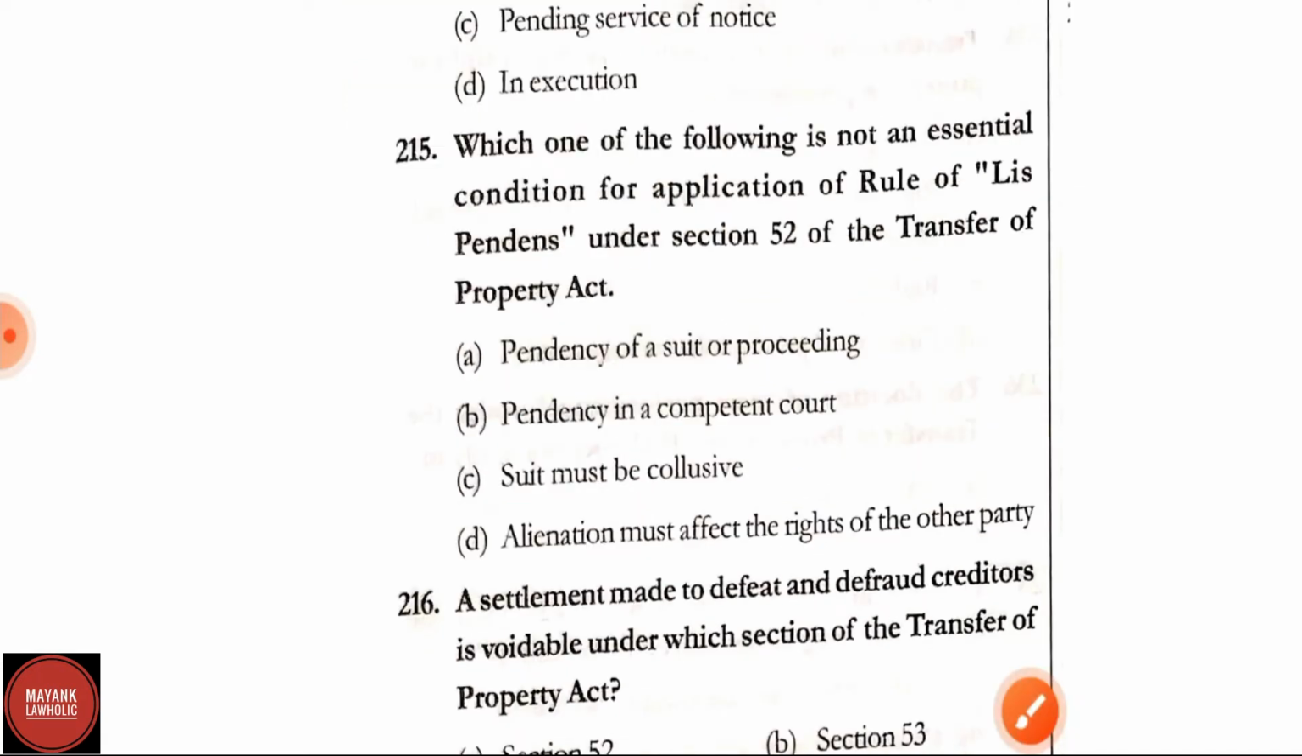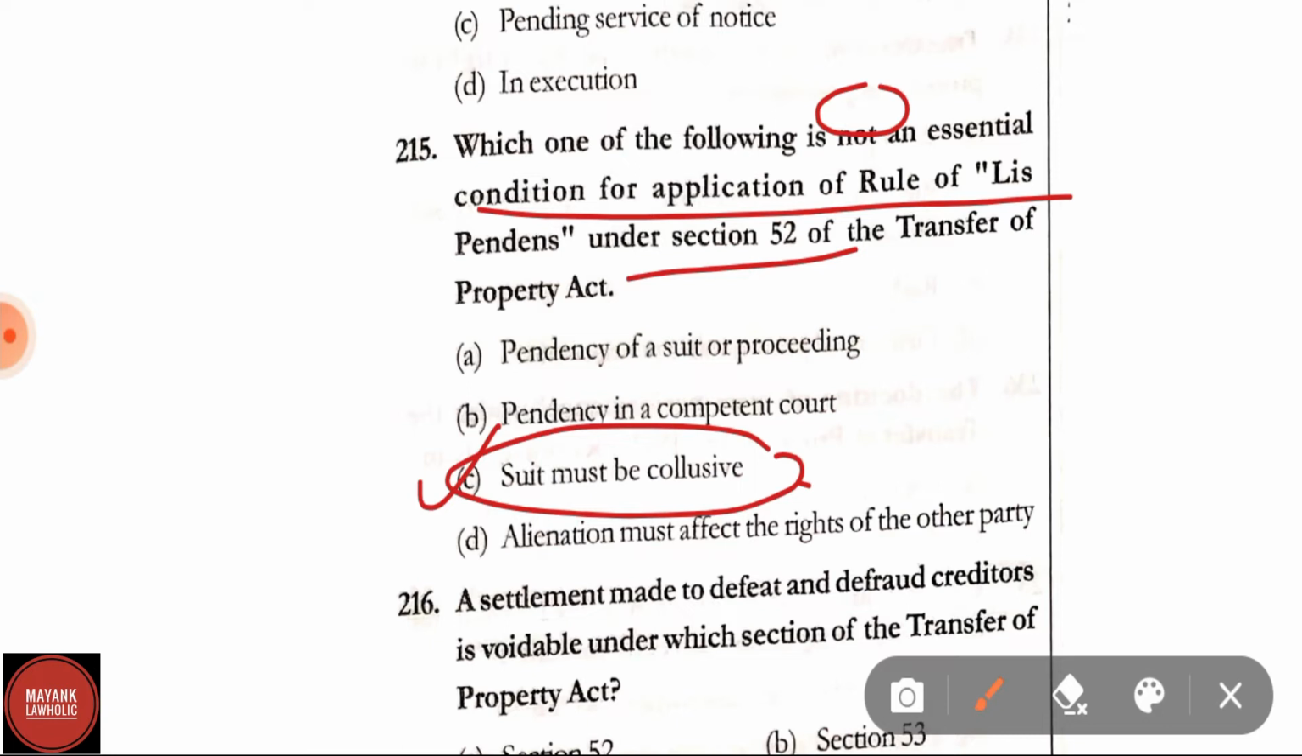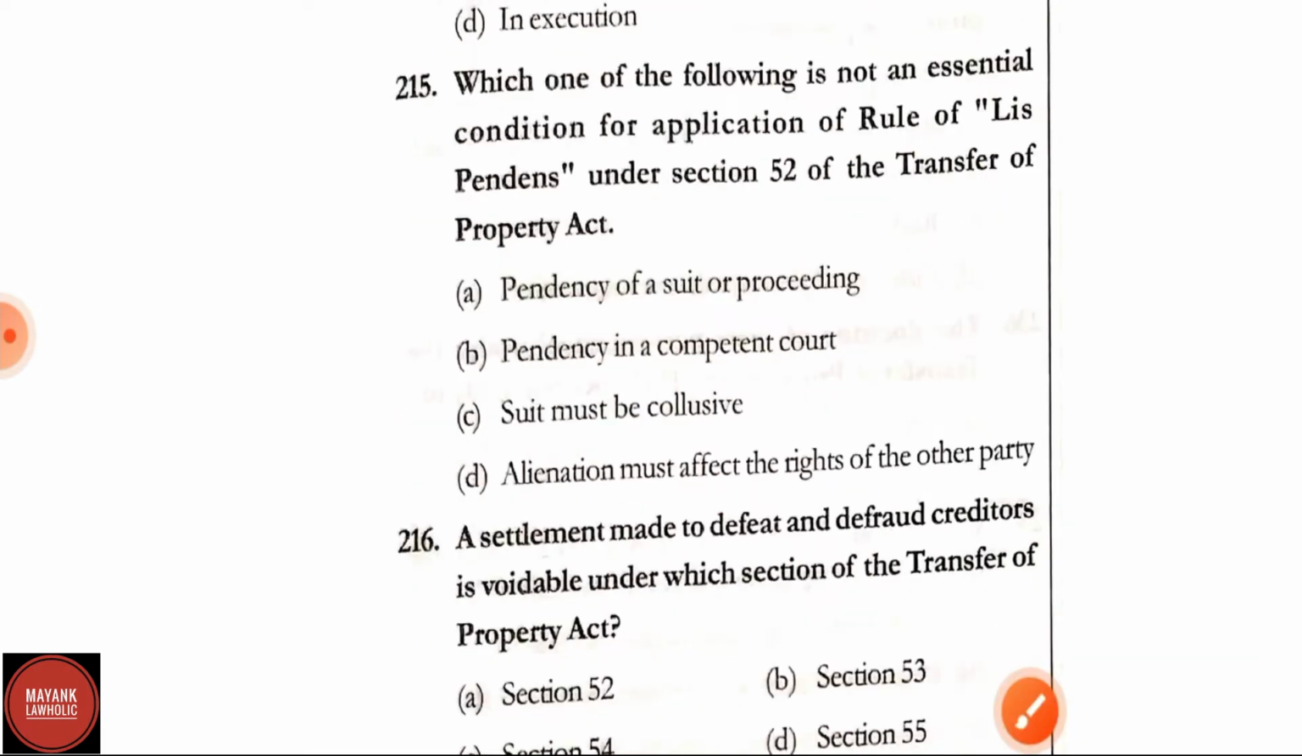Question number 215. Which one of the following conditions is not an essential condition for application of rule of lis pendens under section 52 of TPA? Options are pendency of a suit or proceeding, pendency in a competent court, suit must be collusive, alienation must affect the rights of the other party. Correct answer is option C, suit must be collusive is not an essential condition for the application of rule of lis pendens under section 52.